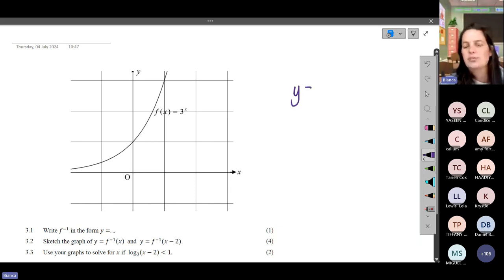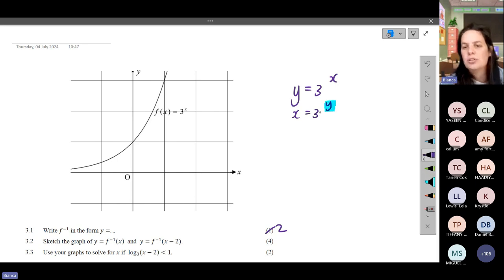So this is the original. Let's go through this. First, swap the x and the y value. So x becomes like that. All right, this should be a 2 mark question. Get your first mark, and then for your second mark, you need to make y the subject. Okay, y needs to be on its own. So this 3 always drops. That's how I remember it. There's the 3, it drops, and then there's the x, and now y is the subject.